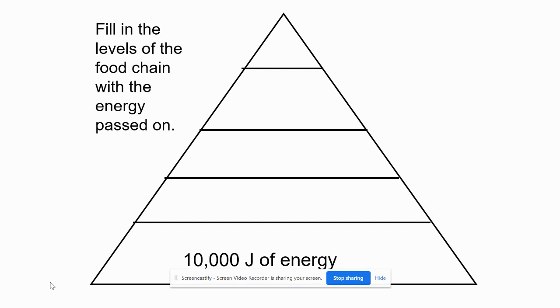So pause this, take a little practice and see if you can figure out how much energy would be at the top of this pyramid. So we start with 10,000 joules of energy and only 10% gets passed to the next level. So pause it, try it out. Your answer should be 1 joule of energy by the time you get to the top.